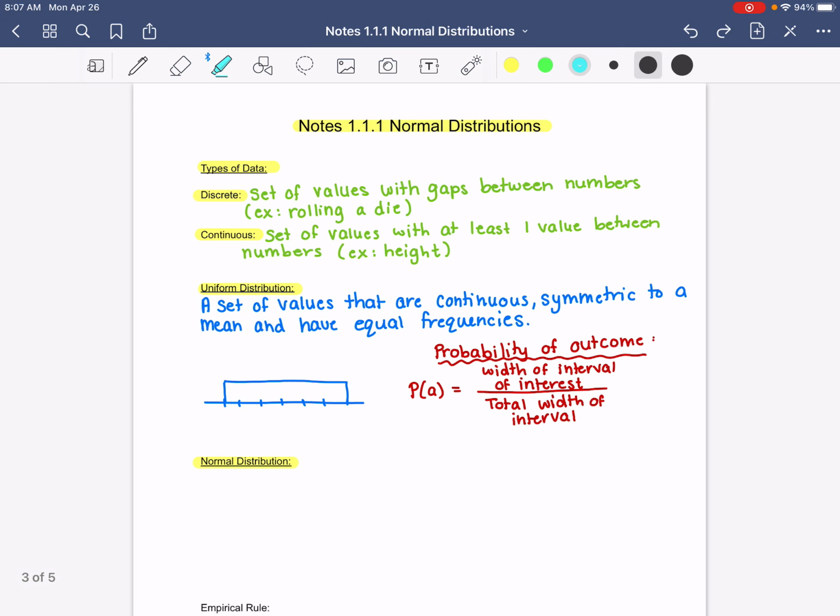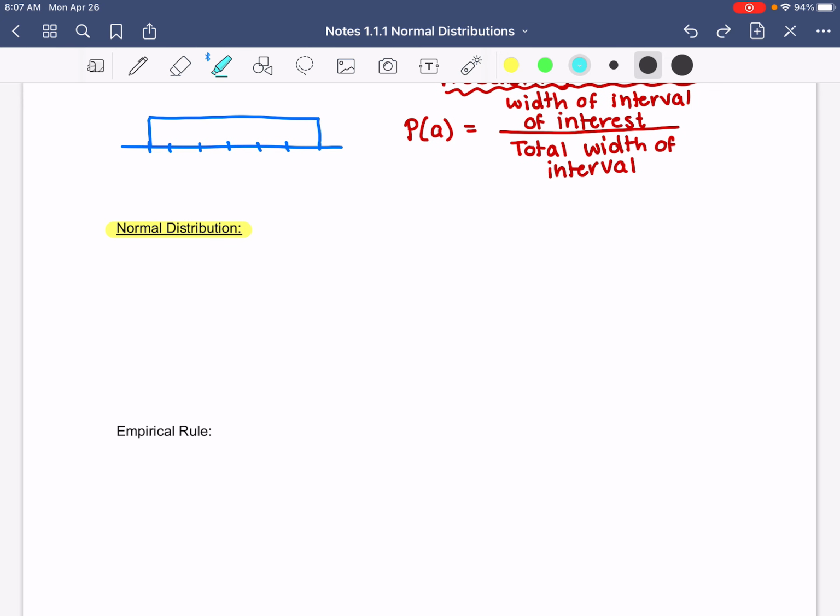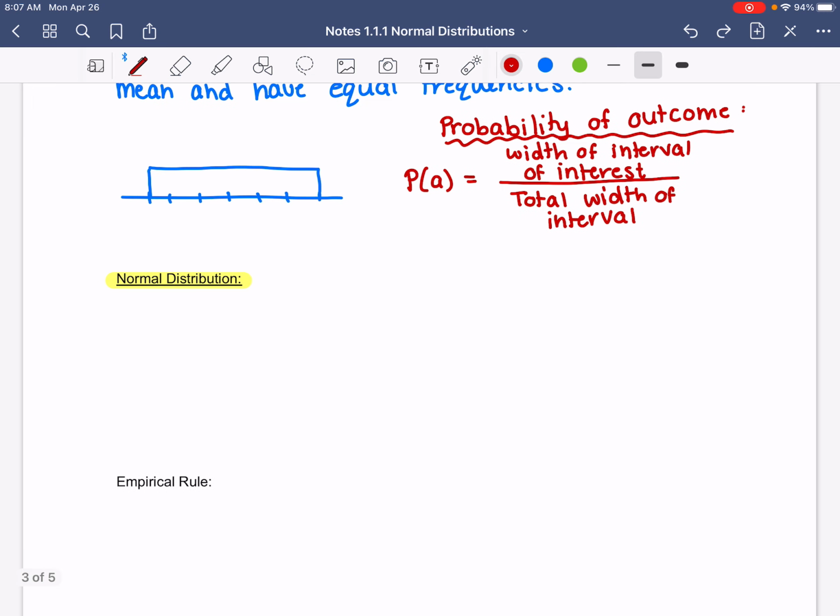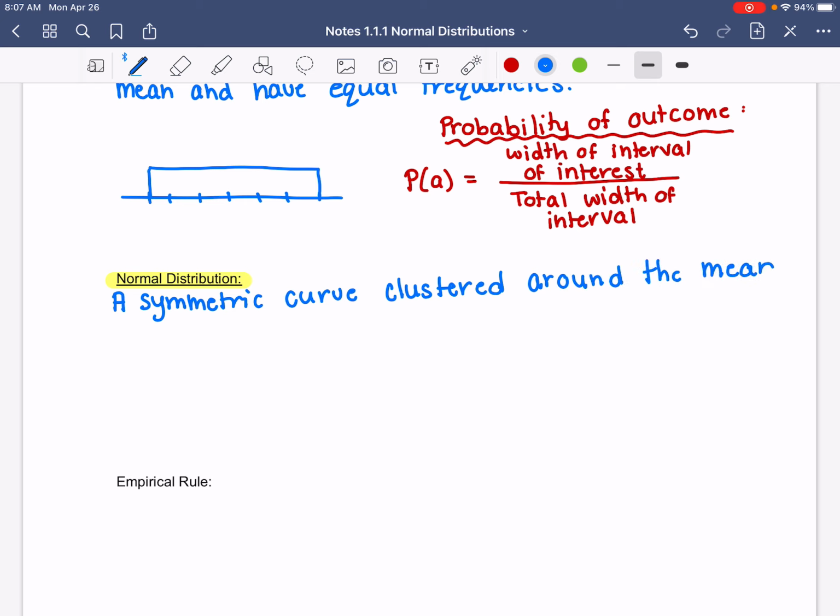Let's go back, and now we can finish our notes. Sorry about that. Okay, so normal distribution. The normal distribution is not going to look like a rectangle. The normal distribution is going to look like what we call a bell curve. It's just a symmetric curve that is clustered around the mean, and tapered on both sides.